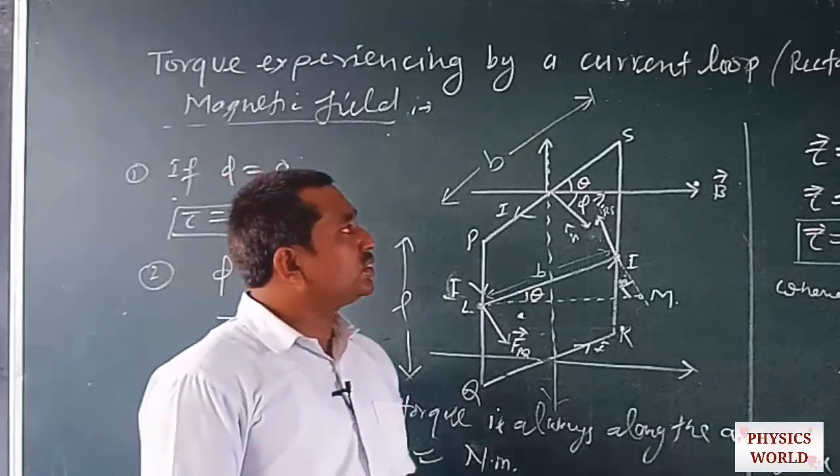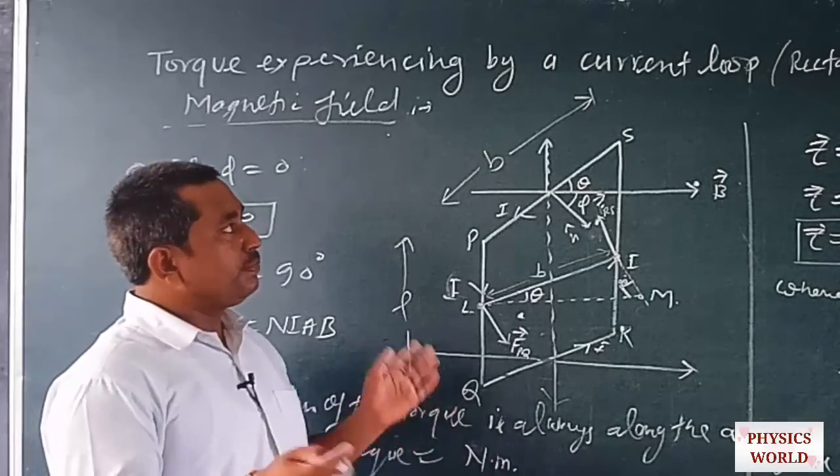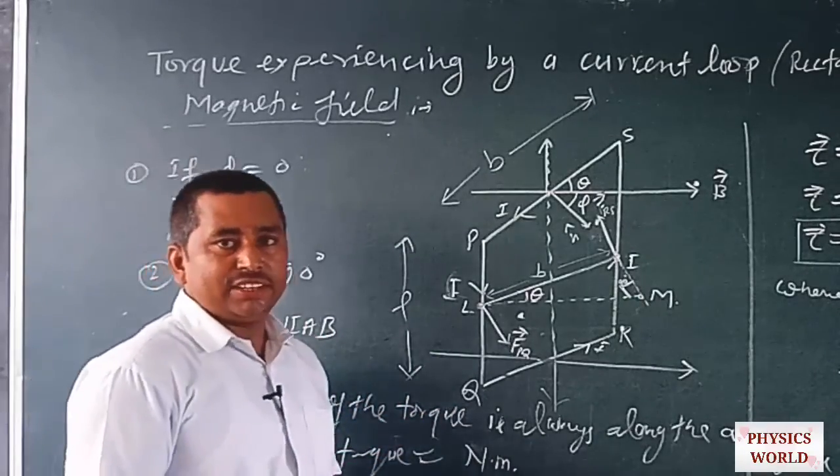So this is all about the torque experienced by a current loop that is in the shape of a rectangle and placed in a uniform magnetic field.